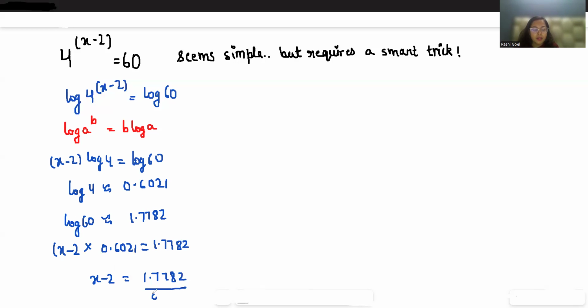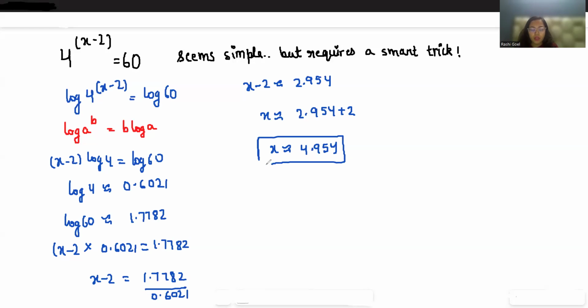So x minus 2 is approximately 2.954. So x is approximately 2.954 plus 2. So x is approximately 4.954. So this is the final value of x.